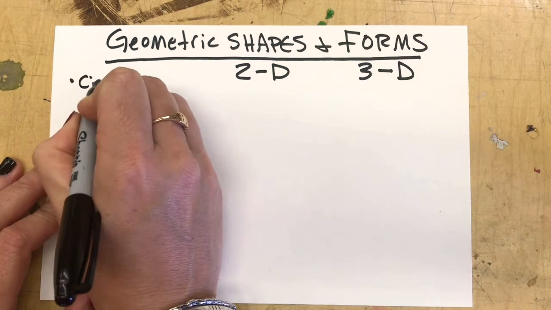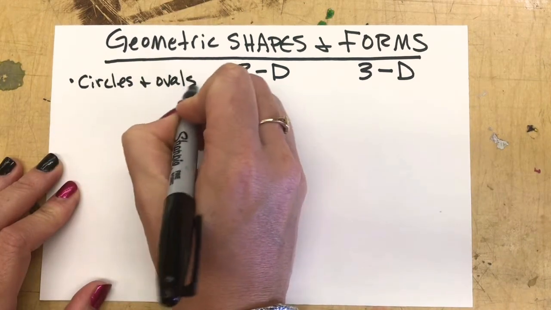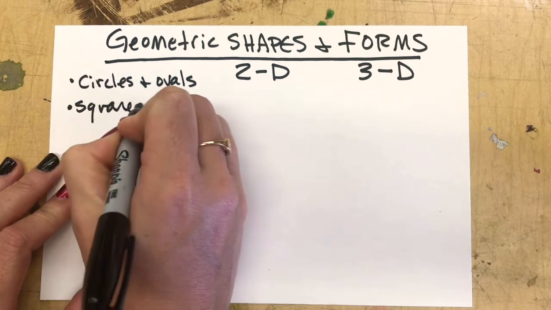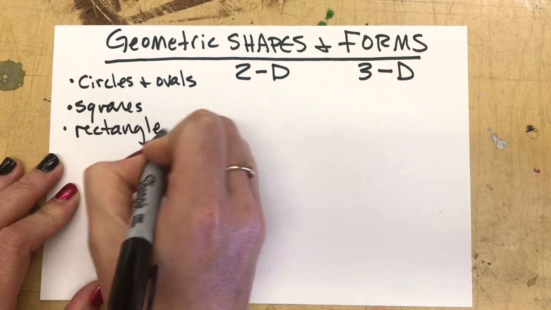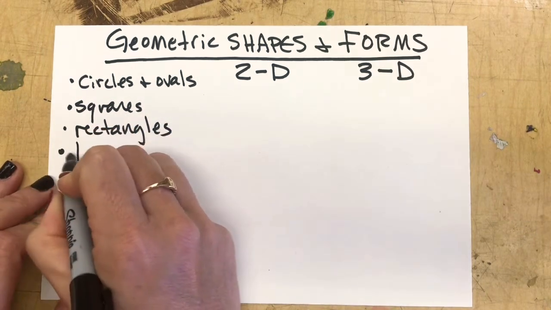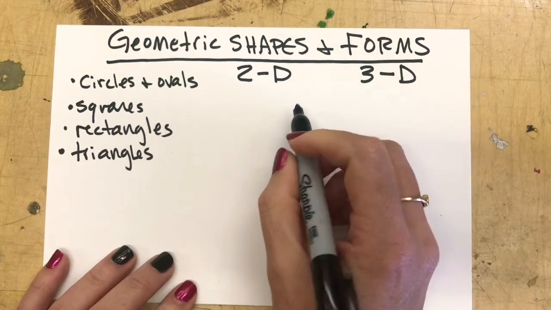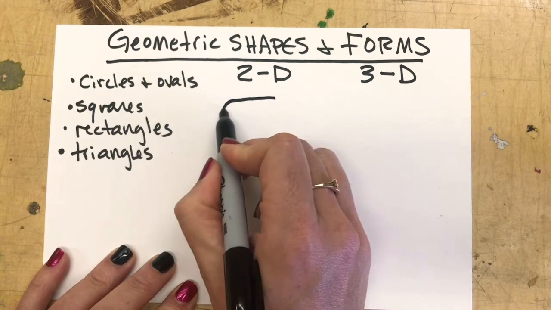Geometric shapes are any shapes that can be easily calculated with geometric formulas. So length times width, base times height, things like that. So they're things like circles and ovals, squares, rectangles, triangles. But you can also do things like a rhombus or a trapezoid. Those are all geometric shapes as well.